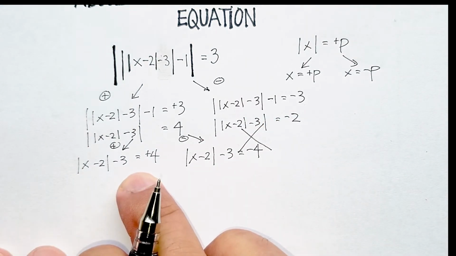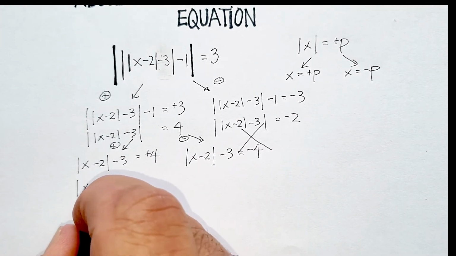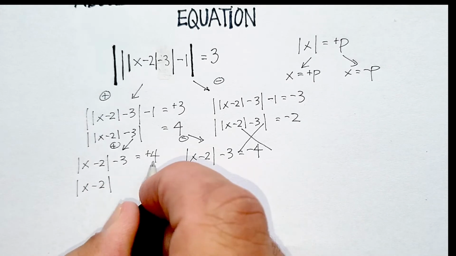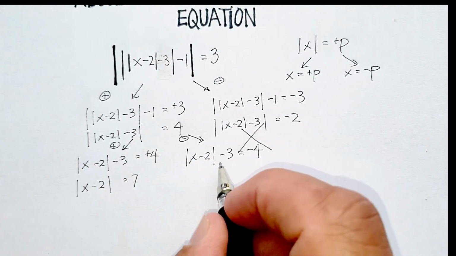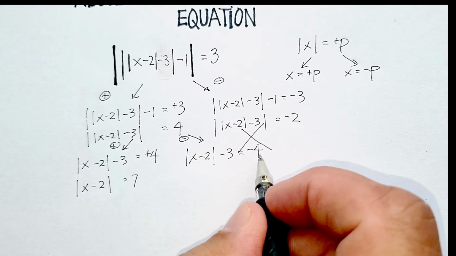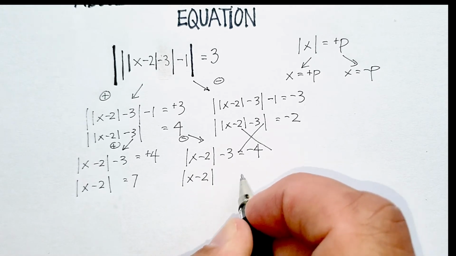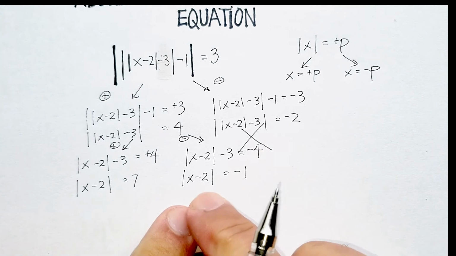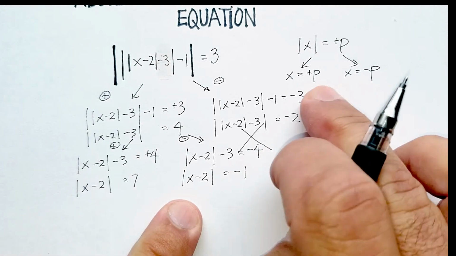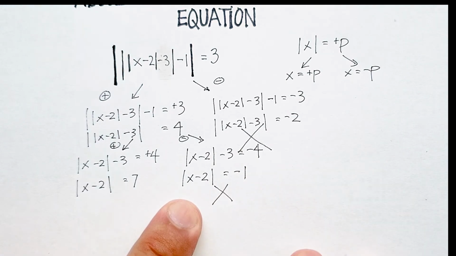Let's go ahead and isolate the absolute value. Add 3 to both sides. I end up with absolute value of x minus 2, and adding 3 to both sides, I'm going to end up with a positive 7. Over here, let's go ahead and add 3 to both sides, and I end up with absolute value of x minus 2 is equal to a negative 1. Again, this is an invalid statement. I can't actually use it, right? So I'm going to stop right there.